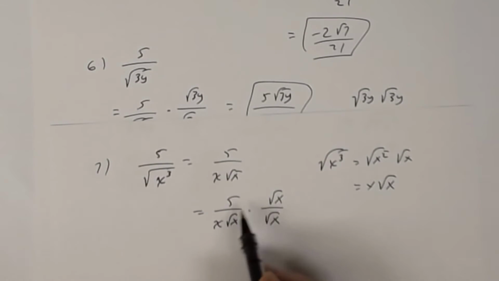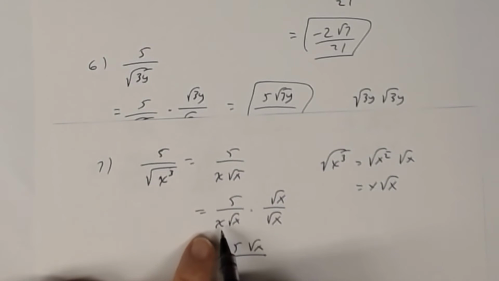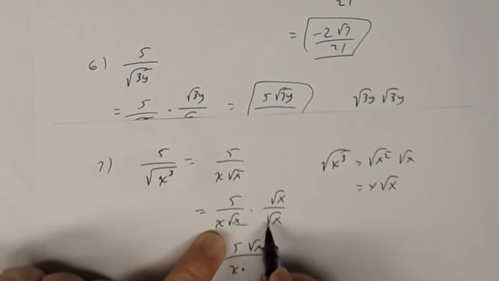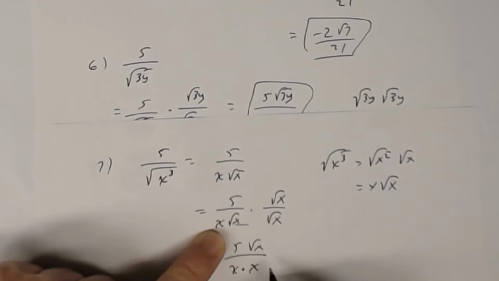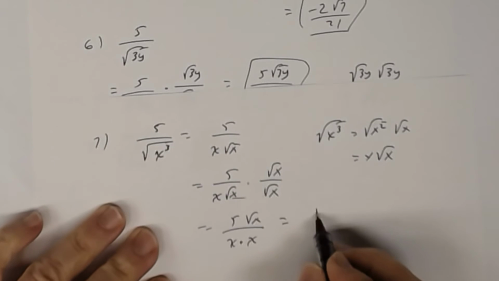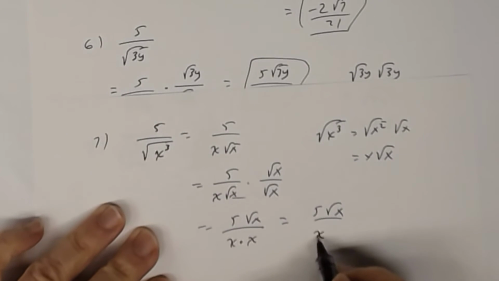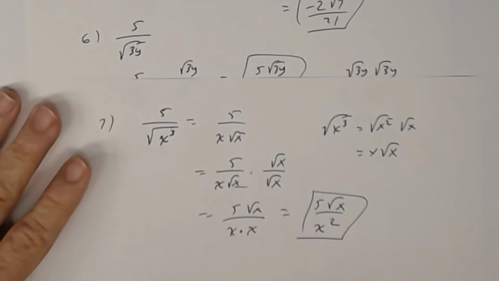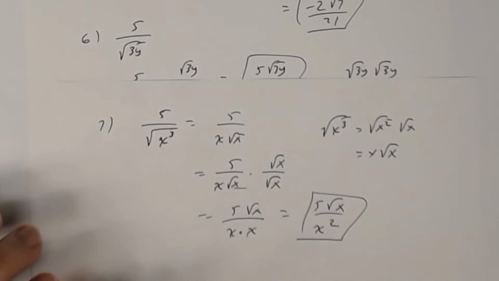And so I get 5 square root of x in the numerator divided by, now be careful, this is x times, and then the square root of x times the square root of x is just x, because remember that's the square root of x squared, which is just x. So then I get 5 square root of x divided by x squared, and there's your answer. You're done.